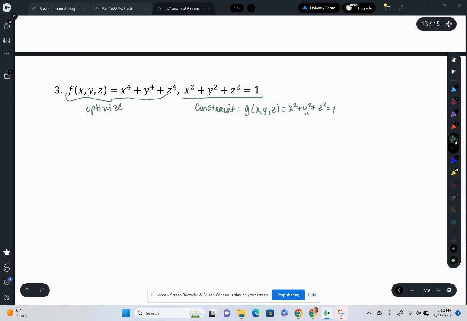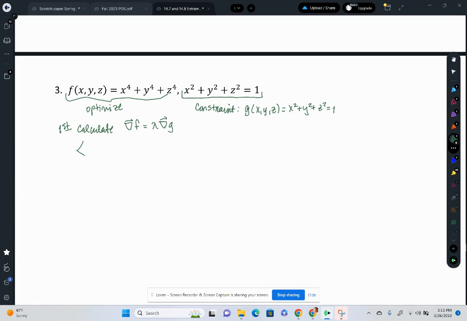So this is one of those cases where we have 3 variables, which means we'll have more equations to work with in our system. Fortunately, the gradients for these are not difficult. So first we're going to calculate the gradient of f is equal to lambda times the gradient of g. So I go ahead and set that up.